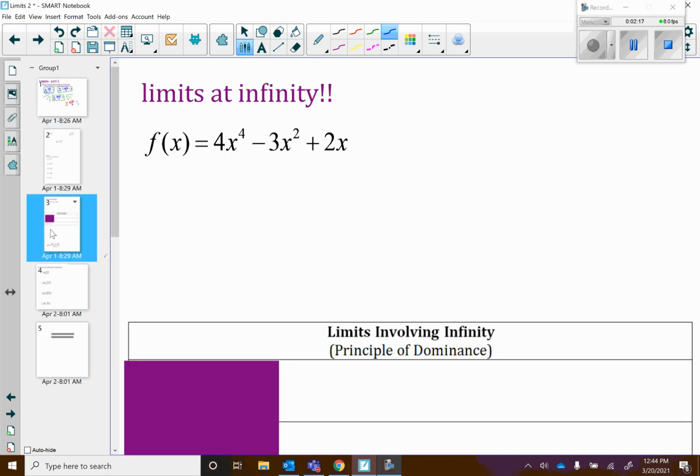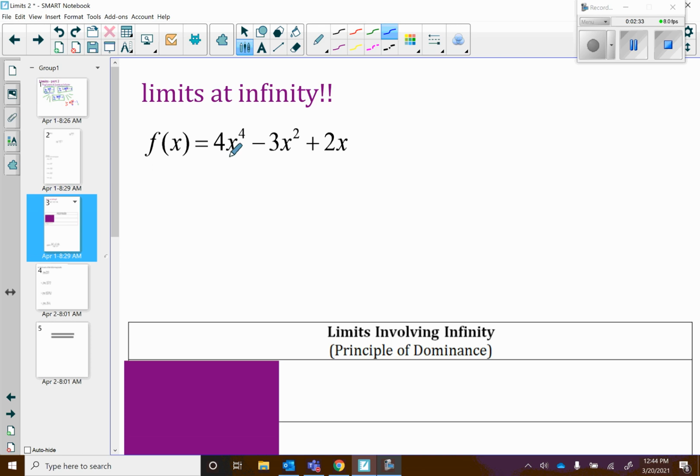Let's talk about limits at infinity. What happens as x gets really, really big or really, really small? Well, let's consider this function for a second. f of x is equal to 4x to the fourth minus 3x squared plus 2x. What do we know about this curve?